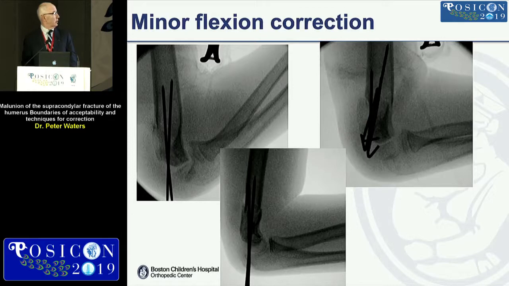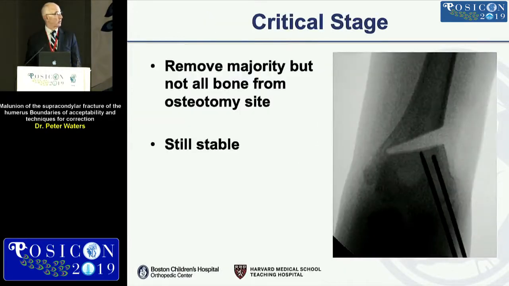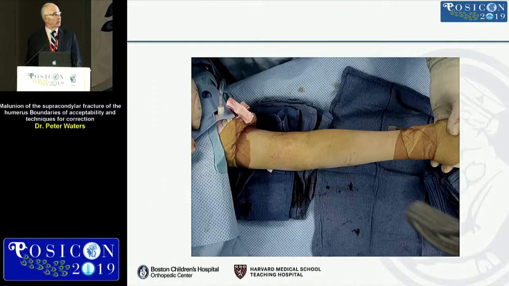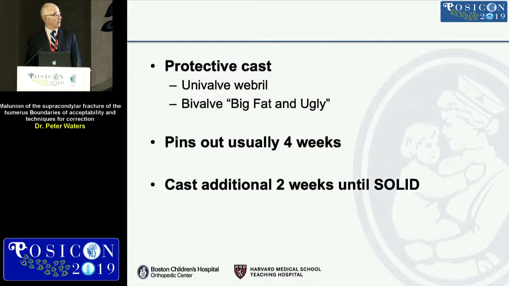And you can see you get some flexion correction here if at the same time you're closing it, you do that flexion and pronation, and you end up with pretty adequate alignment without having to do a more complex step cut osteotomy or otherwise. So again, remove the majority of the bone, but not all of it. It's still stable. Don't lose control of your osteotomy. This is really the critical stage of this operation. And then you get your correction and your realignment just as desired.